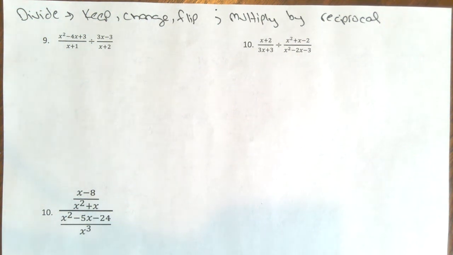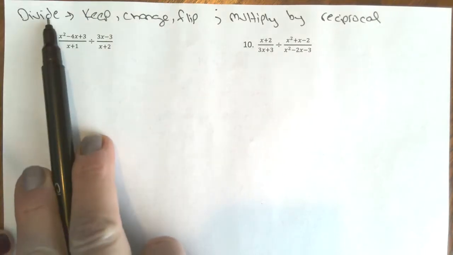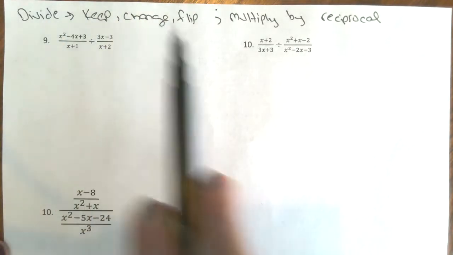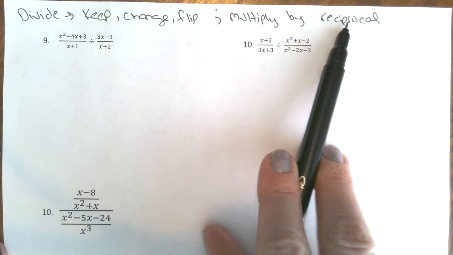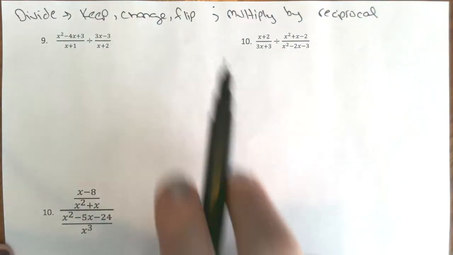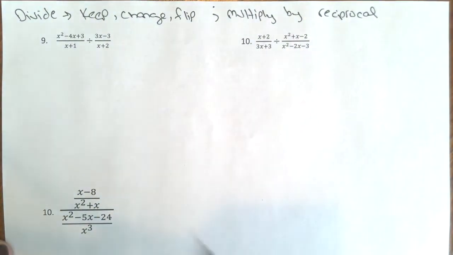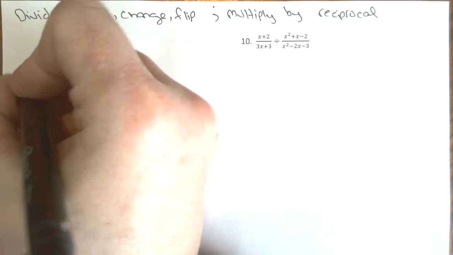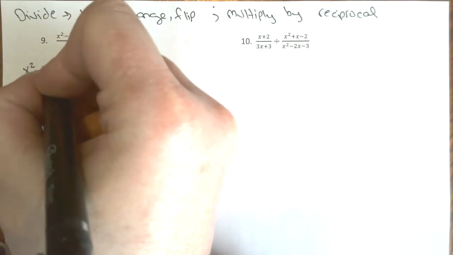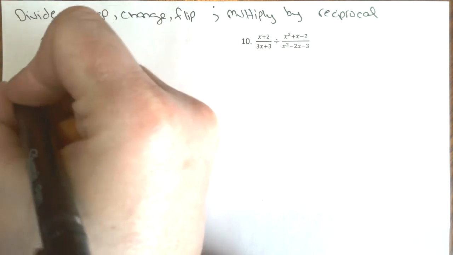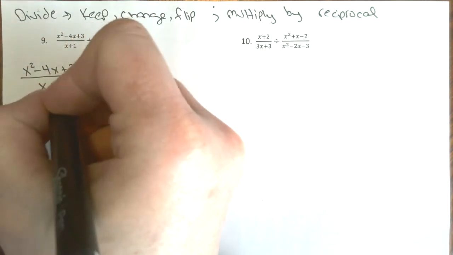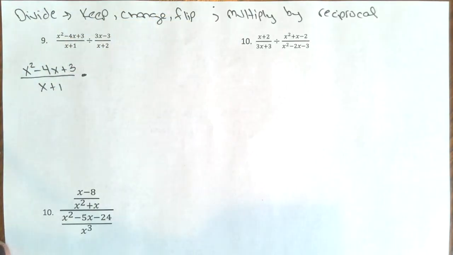All right, here's the back side of the notes. So once again, when we divide, we keep, change, flip. Those of us that are going into pre-cal need to up our vocabulary, and we multiply by the reciprocal. The first thing that you should do is rewrite the problem and change that divide to multiply.